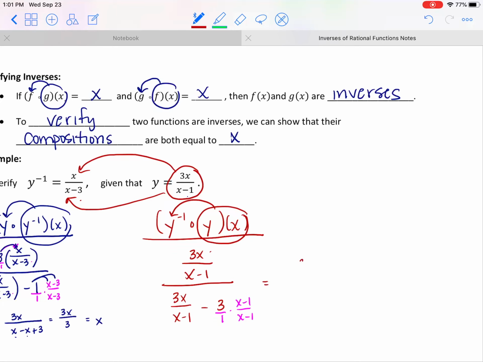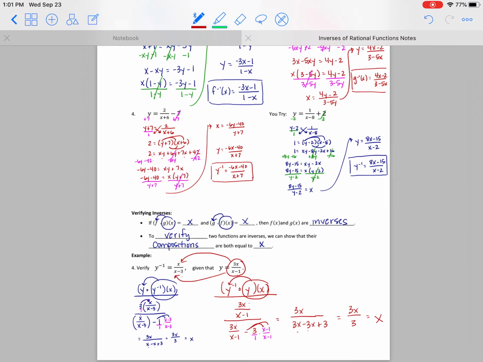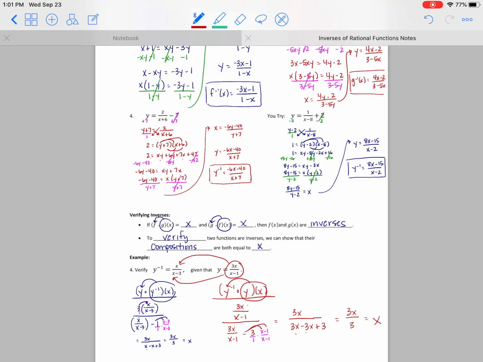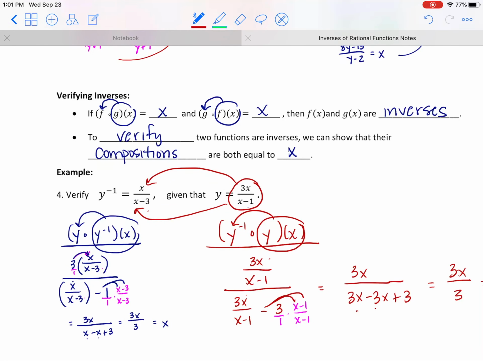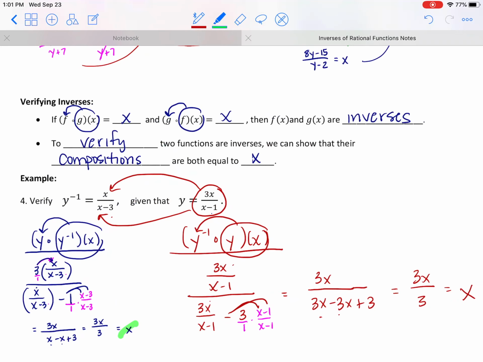So we have on the first numerator, the top numerator, 3x. Right? Remember, once all our denominators are the same, we don't need them. And then in this numerator, 3x. And then in this numerator, negative 3x. And then negative 3 times negative 1 makes a positive 3. So that's going to be 3x over, these two terms cancel. And now the 3's cancel and leave us an x. Perfect. It's exactly what was supposed to happen. Okay? Since when we plug the function into the inverse and vice versa, since both times we got x, these are inverses. Okay? Verified.